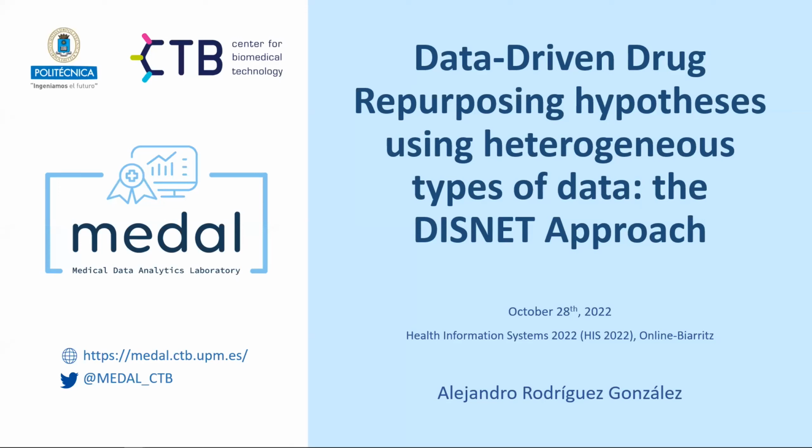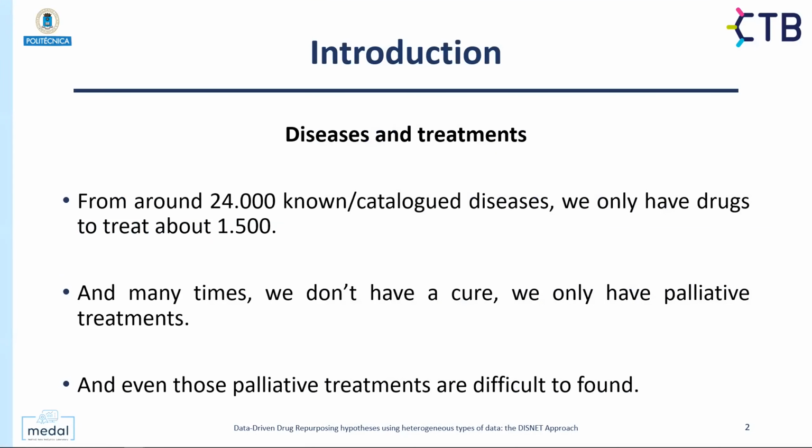The title is Data-Driven Drug Repurposing Hypothesis using heterogeneous types of data, the DISNET approach, and DISNET is the name of the project that I will explain later. First of all, right now we know that around 24,000 diseases are cataloged, but we only have drugs or treatments for around 1,500. These are rough numbers that, of course, are evolving every day. New drugs appear and are approved, but this is more or less the rough picture.